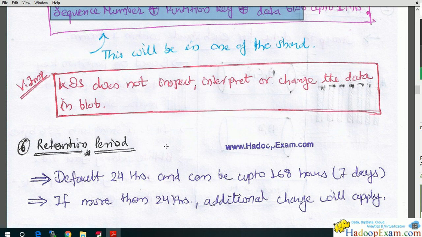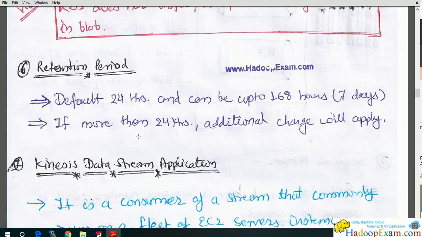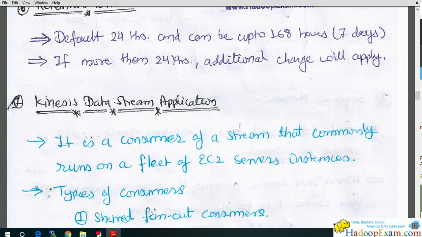If more than 24 hours, then an additional charge will apply because you are using the storage from the Amazon side, correct? Kinesis data stream application. It is a consumer of a stream that commonly runs on a fleet of EC2 servers, correct?